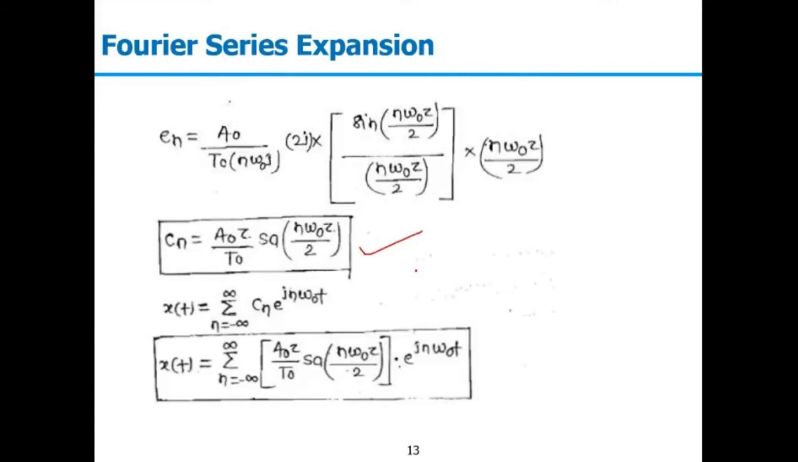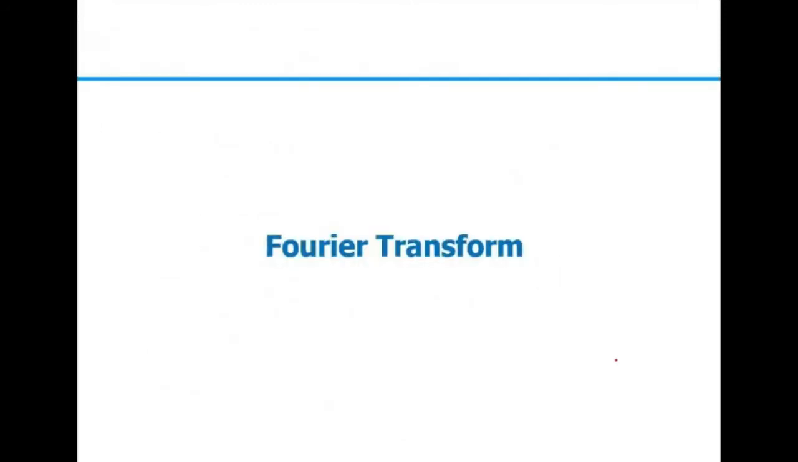So we have received our value of Cn. Put the value in our original formula here, and we will receive a Fourier series expansion in terms of exponential Fourier series. Next we start the Fourier transform. The next topic is Fourier transform.